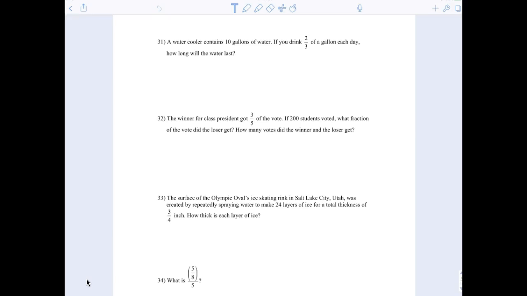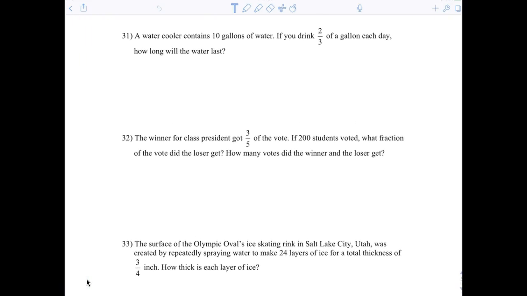Number 31. It says, a water cooler contains 10 gallons of water. If you drink 2/3 of a gallon each day, how long will the water last? Tell me. I did 10 divided by 2/3. You are awesome. Very good. So I want everybody on their paper to have down that I don't want the answer. I want 10 divided by 2/3. And how many is that? 15 what? Days. Yes. 15 days. That's what I want.